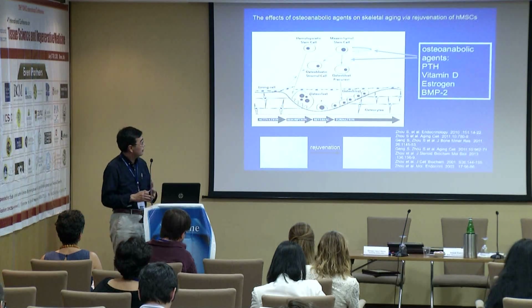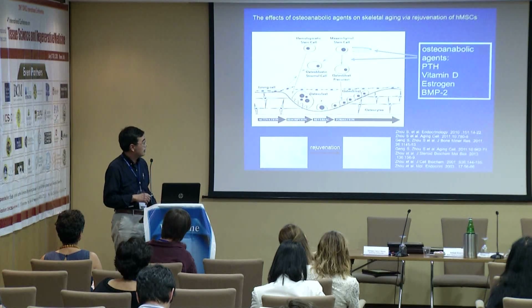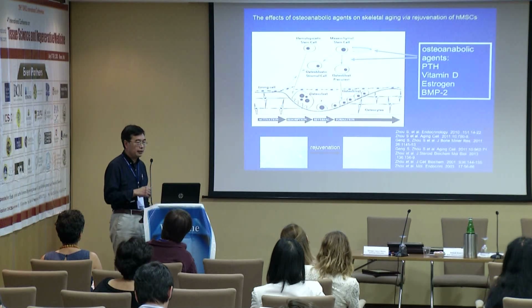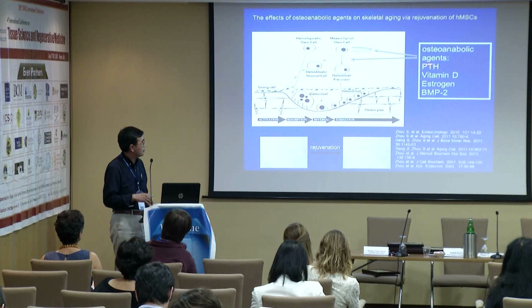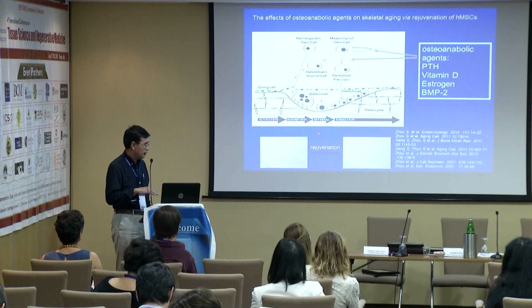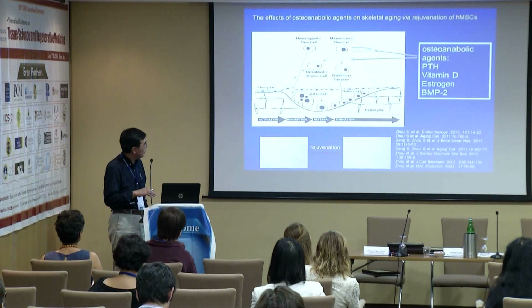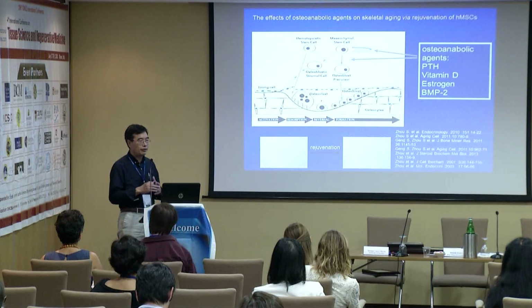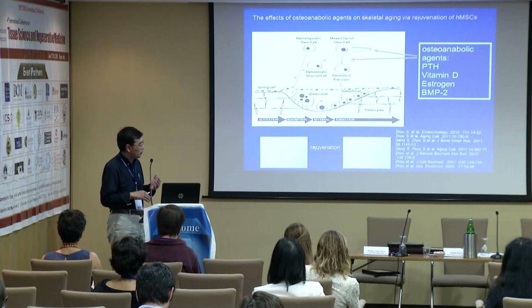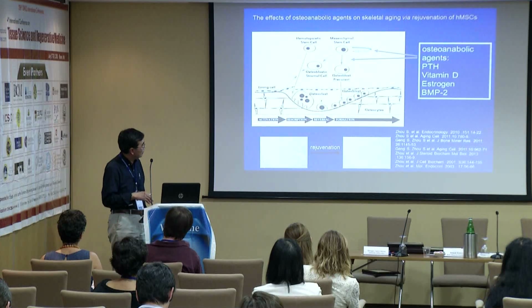When we age, the cells from old patients have fewer PTH receptors, and then they are less responsive to PTH. That's why PTH cannot stimulate osteoblast differentiation, and the capability is decreased. When we use something to increase the PTH receptor in the cell, the old cell can respond to PTH treatment.